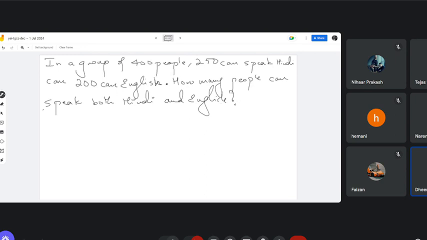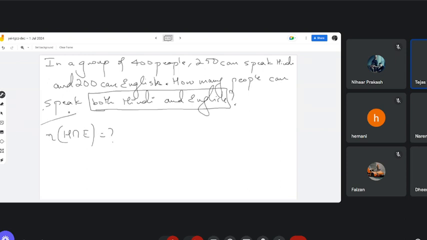I'll tell you, wait. Guys, now look at this. This is an important question. In a group of 400 people, 250 can speak Hindi, 200 can speak English. How many people can speak both? This is the whole point. If you read the sentence properly, look at the last context. They're asking how many people can speak both Hindi and English. Meaning, what is the intersection? N of H intersection E. I hope you guys understood that.